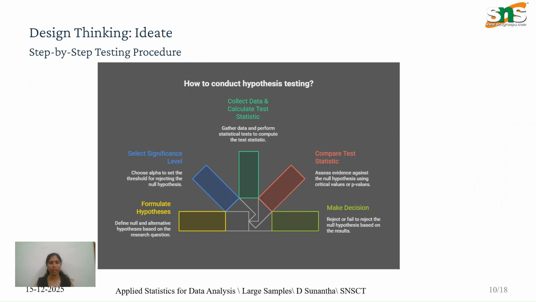So next is the testing procedure. The first step is that we need to frame the hypothesis, that is H naught and H1. Next is to determine the significance level, that is, to test at 1% or 5%. Next is the collection of data and calculating the test statistic. That is, from the given question, we'll find and collect the data, and we'll calculate the test statistic. Next is the comparison of the test statistic, that is the calculated value, with the critical value.